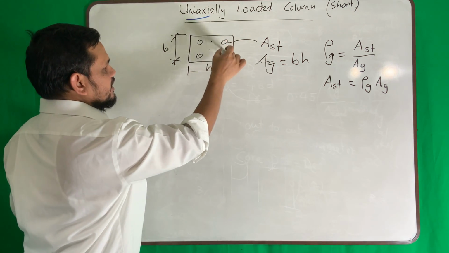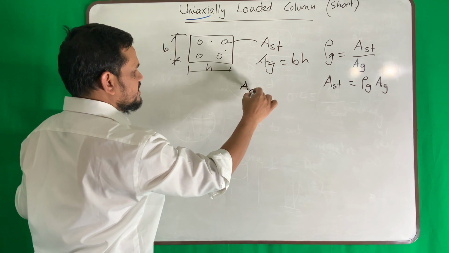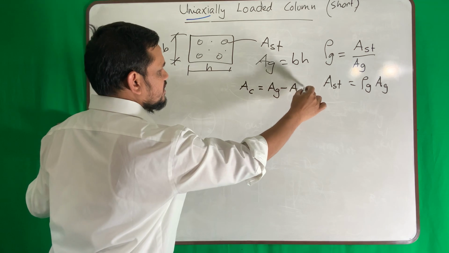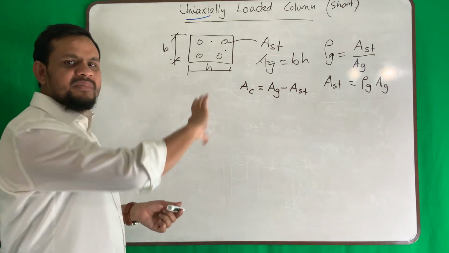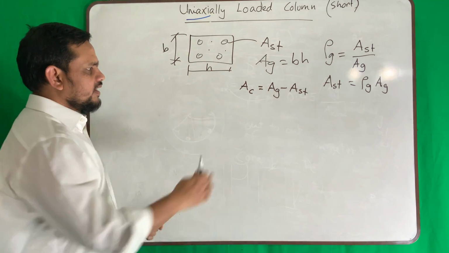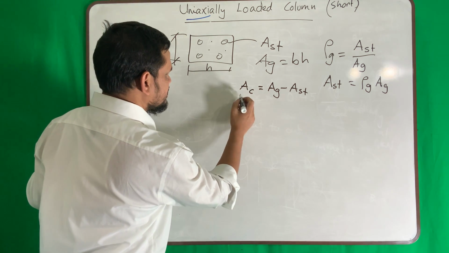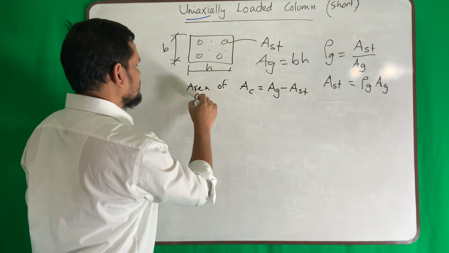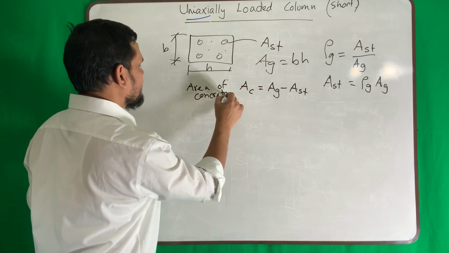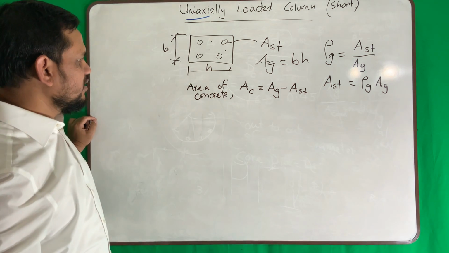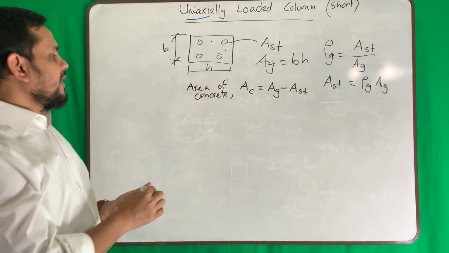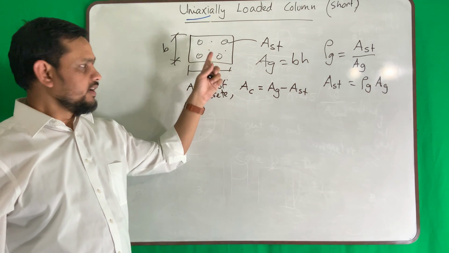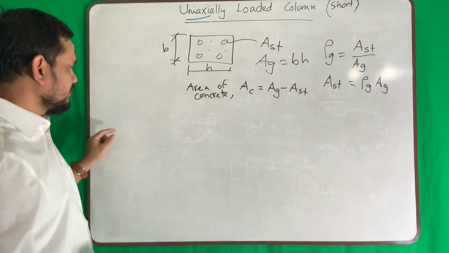Then what is the concrete? So concrete will be say AC, AC is AG minus AST. This is some basic geometry. This is area of concrete, not area of the core, it's called concrete. Now if I apply some load, who will take the load? Concrete will take the load and steel will take the load.